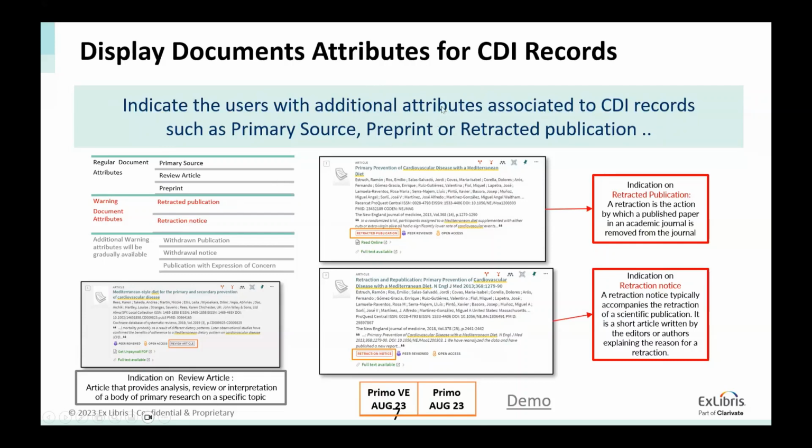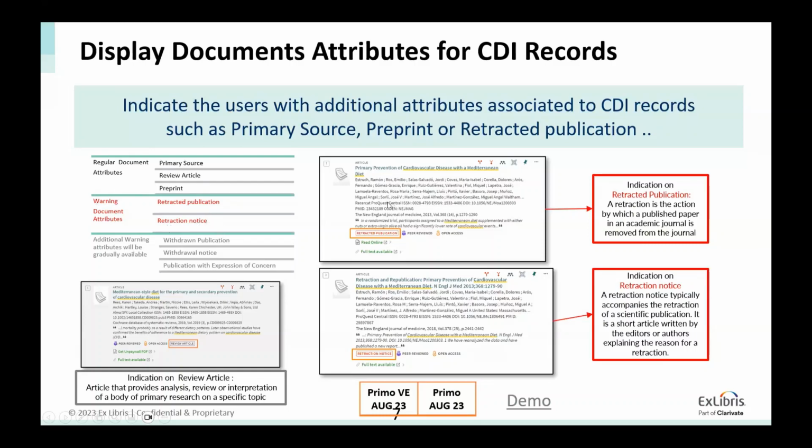When I'm talking about document attributes, we're talking about two types of attributes: regular document attributes, as you can see, for example primary source, review article, or preprint. And we're talking about warning document attributes, such as retracted publication or retracted notice.